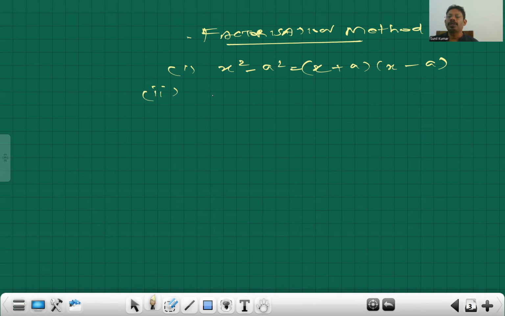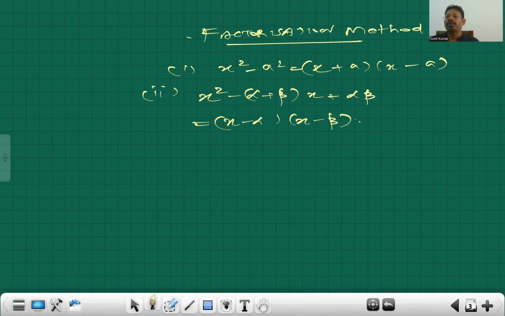The second approach is when we have a quadratic like this, x square minus (alpha plus beta) x plus alpha beta, where alpha plus beta is the sum of the roots. If it is in this form, we can write it as x minus alpha into x minus beta. So these are the two basic approaches. Remember, one more time, let me write it.